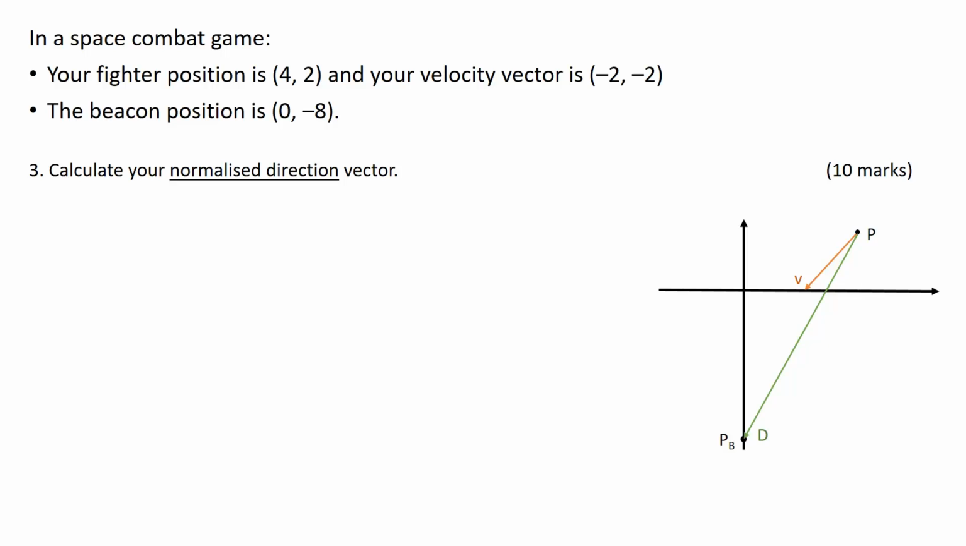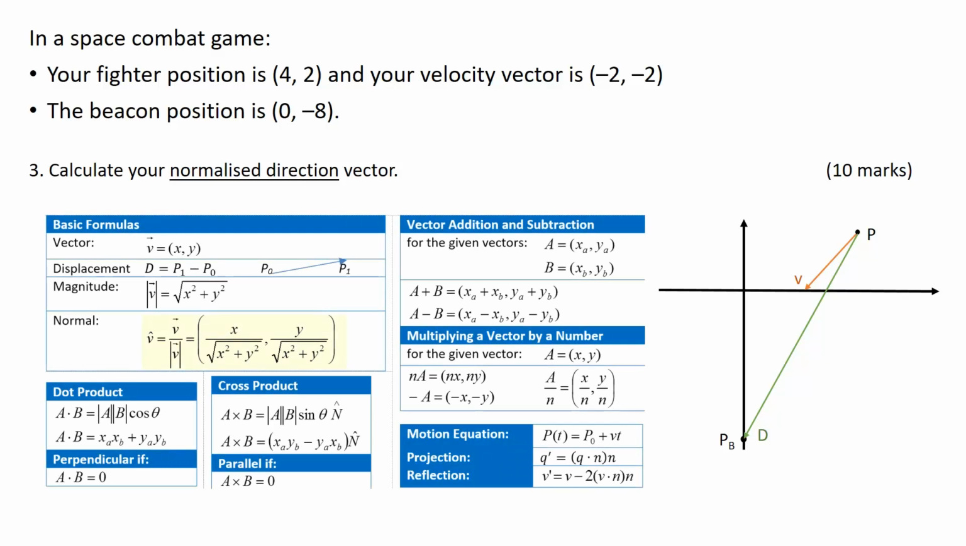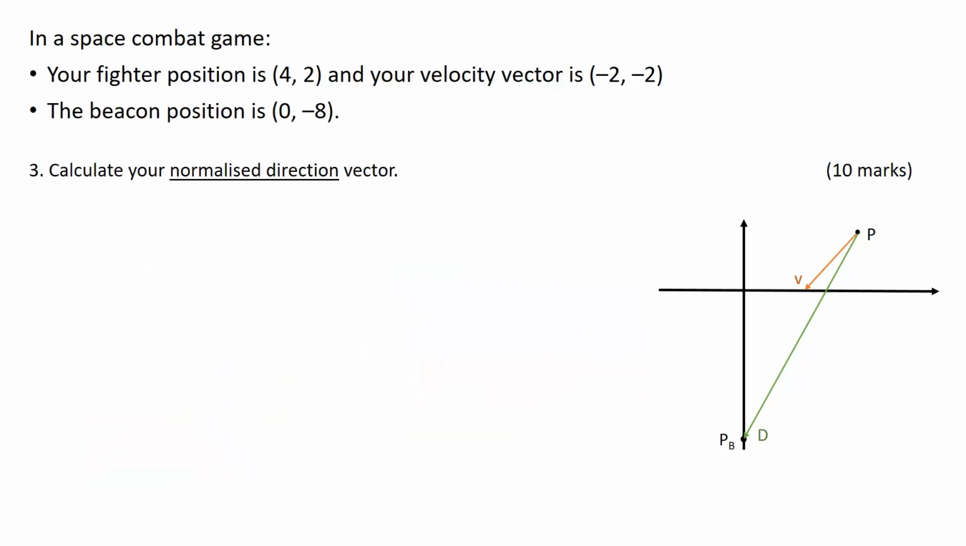In question number 3, we asked for the normalized direction vector. Normally, it is a normalized motion vector, such as the velocity vector. Therefore, you were supposed to calculate the normalized velocity vector. The velocity vector was given as -2, -2, and normalization simply means dividing this velocity vector by the speed value calculated in the previous question.